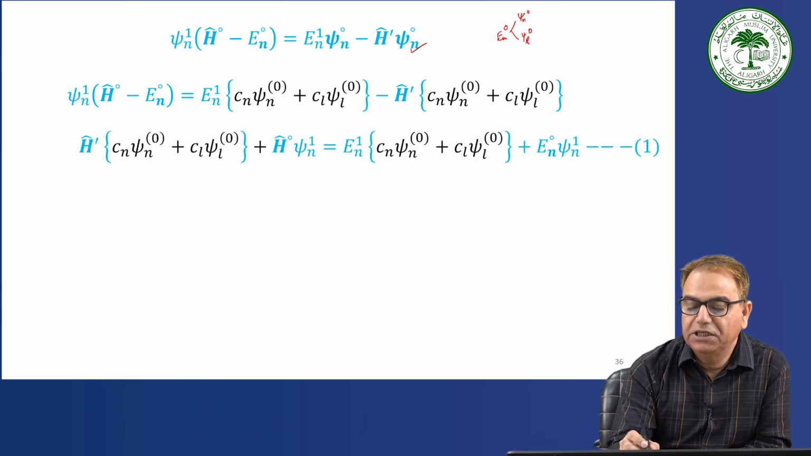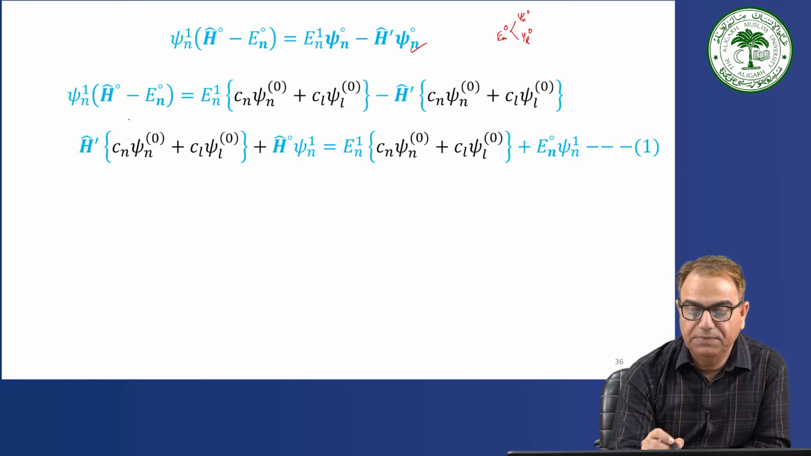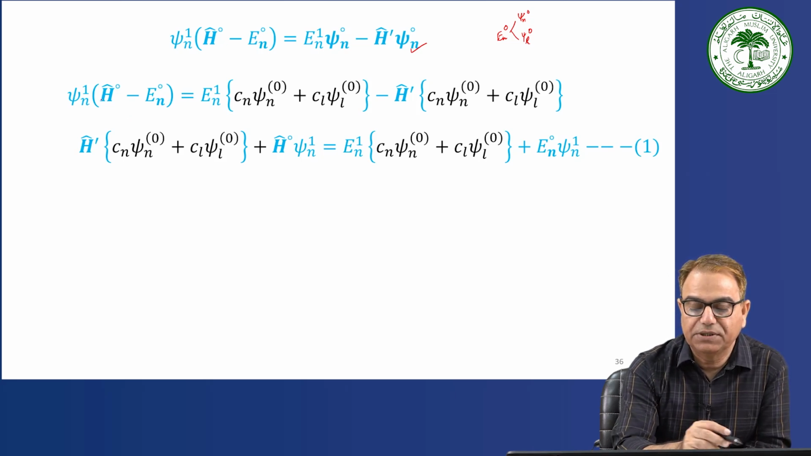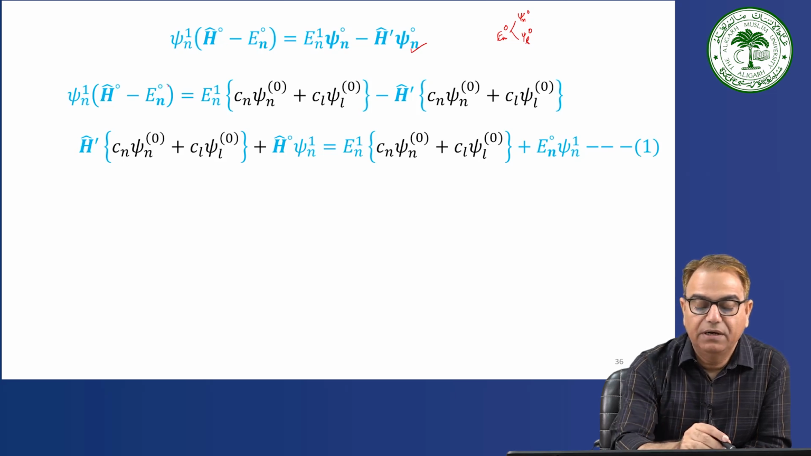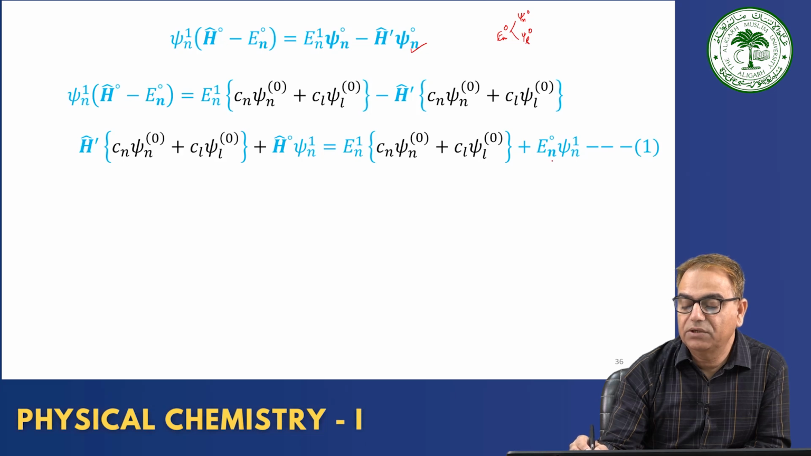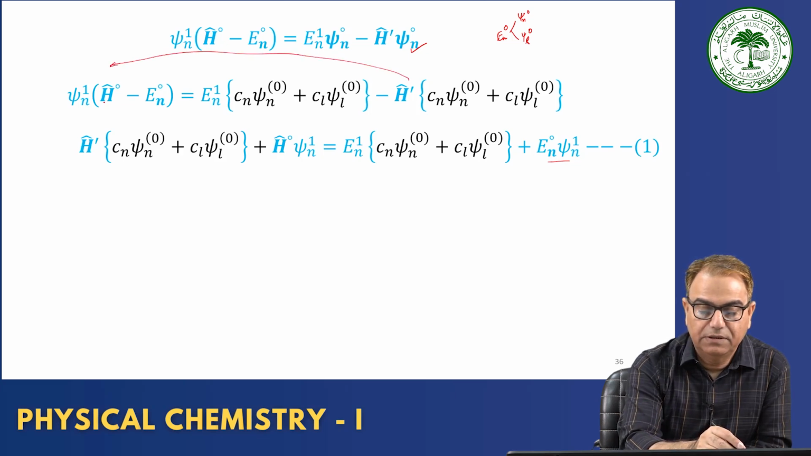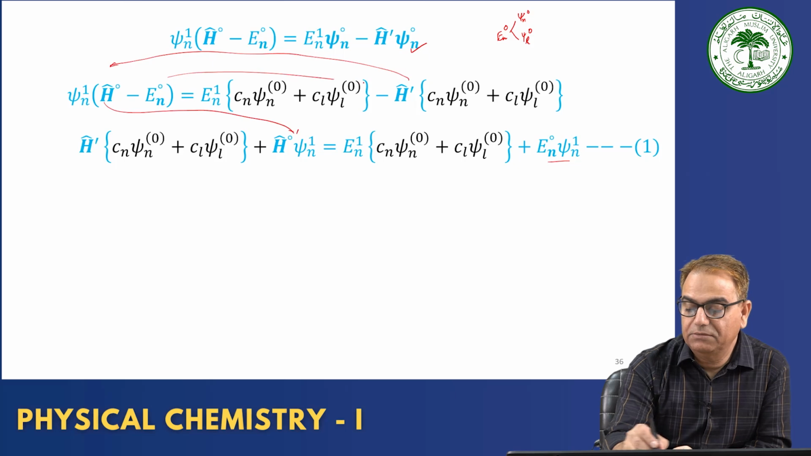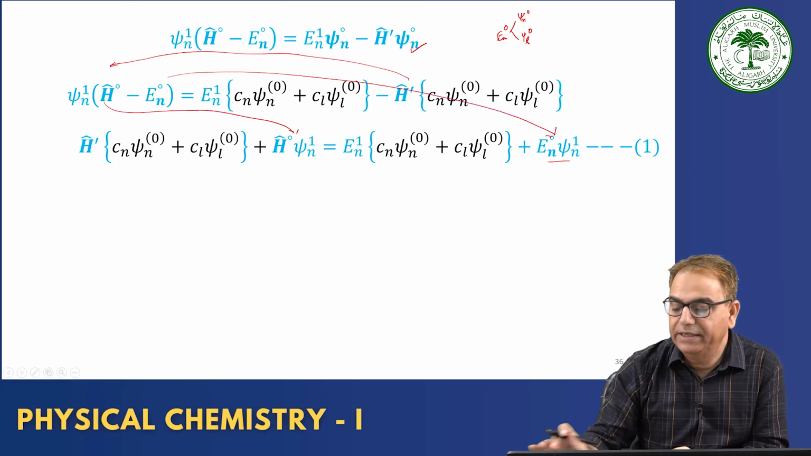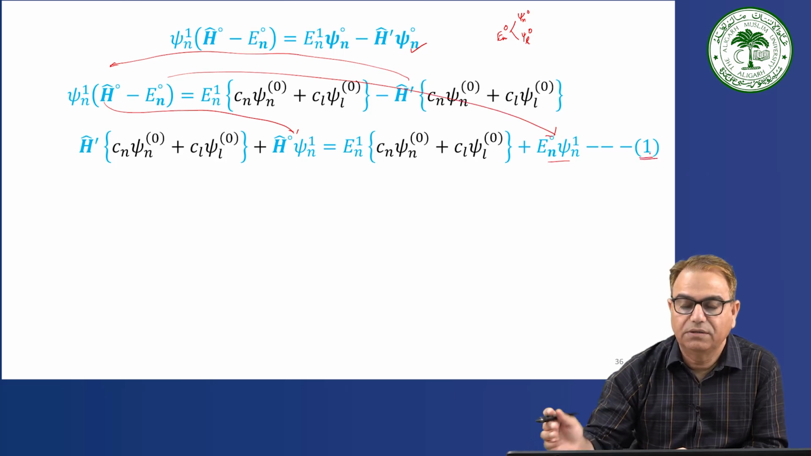It's a simple rearrangement. H prime psi n naught from the RHS I have taken to the LHS, and then we have this relationship H naught psi n1. The En naught psi n1 from the LHS, with the minus sign, comes to the right hand side and becomes En naught psi n1, and the rest of the thing is the same. So it's a simple rearrangement. This comes here, this comes here, and this comes here. Simple rearrangement of the above equation gives you this one. We call it equation number 1 for reference.